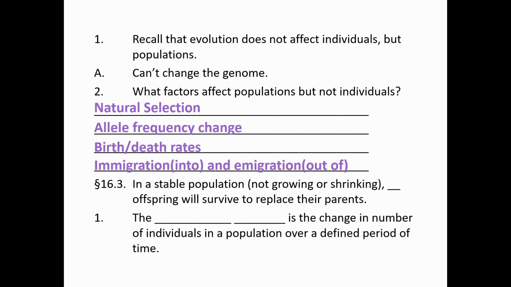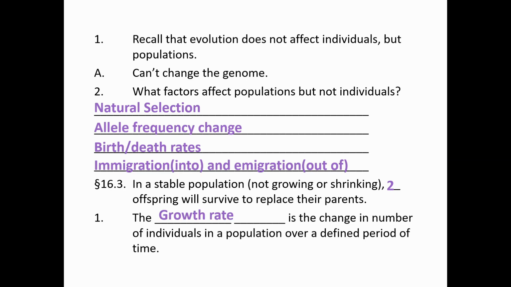Now, in a stable population that's neither growing or shrinking, basically 2 offspring will survive to replace their parents. So this is straight up just pure replacement. It takes 2 parents to make the offspring, and so if these 2 parents have 2 offspring, then we have basically just replaced the parents when they die.